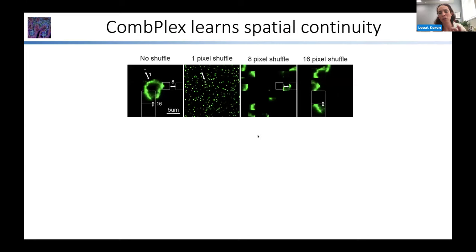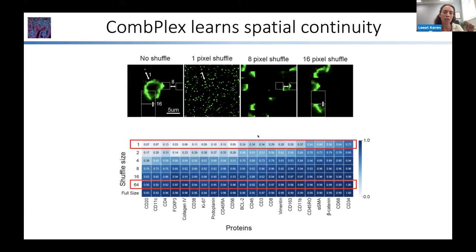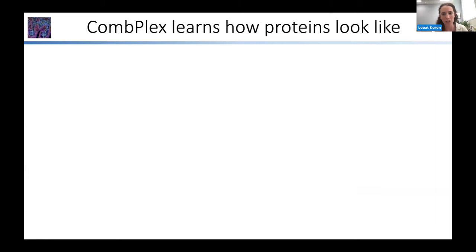So we had experiments where we took pixels and we shuffled them across all of the different channels. And what we saw was that if we do a shuffle of one pixel, we completely lose our ability to reconstruct the signal. Whereas if we do larger patches, then we have very good reconstruction, which really means that this network is really using the morphology. It's using this spatial coherence, spatial continuity.